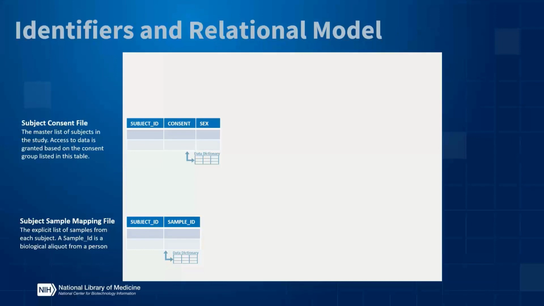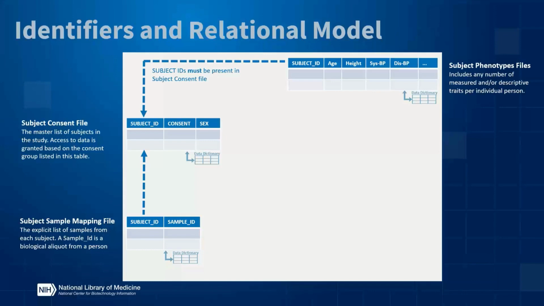So we have two core files that are necessary for submission for most dbGaP studies. This is the subject consent file, which is a master list of the subjects within the study and the consent of that subject. And the consent is the orderable unit within dbGaP. And then there's a subject sample mapping file, which is the explicit list of samples from each subject. And so these IDs are very important in the dbGaP model.